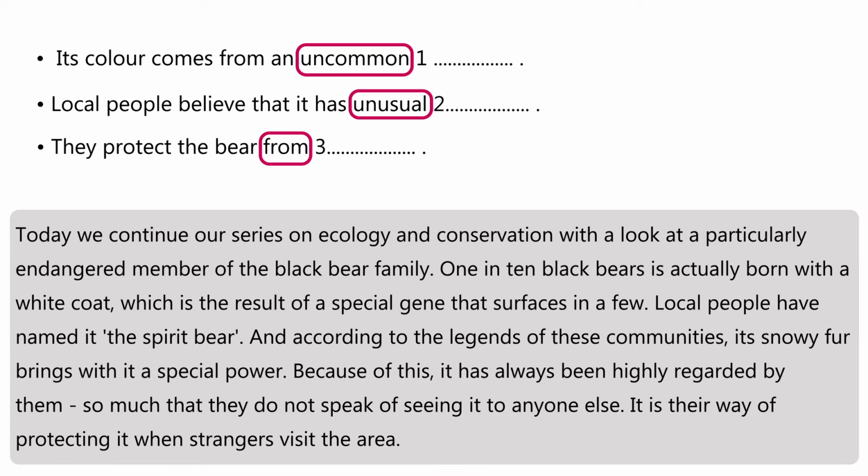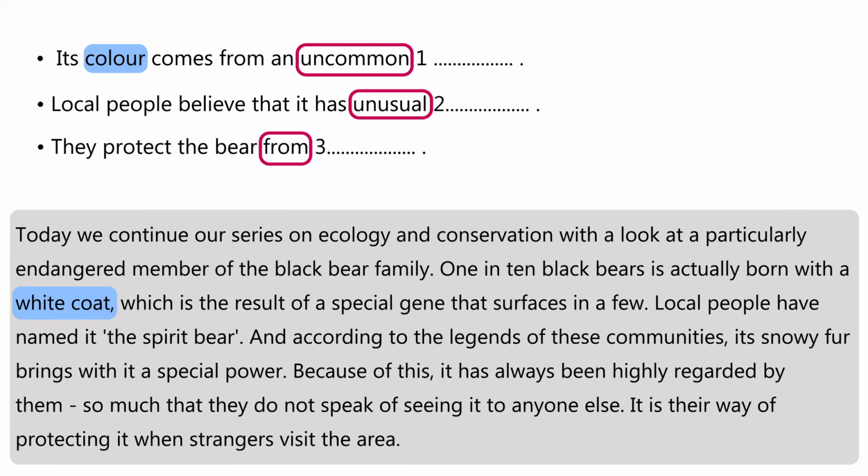Today, we continue our series on ecology and conservation with a look at a particularly endangered member of the black bear family. 1 in 10 black bears is actually born with a white coat, white color, which is the result of a special gene that surfaces in a few.